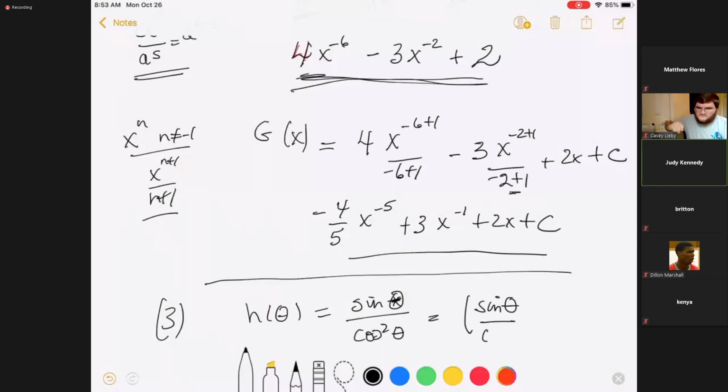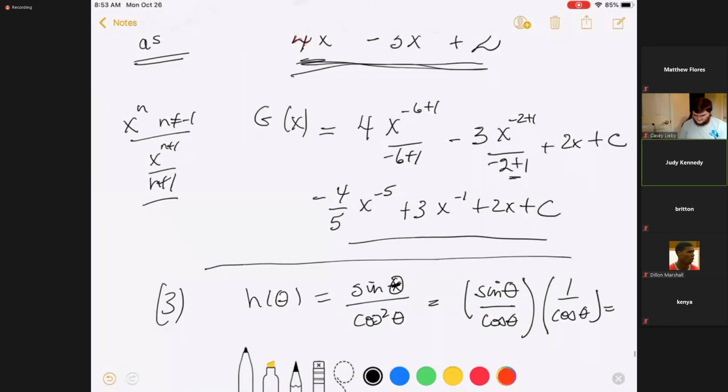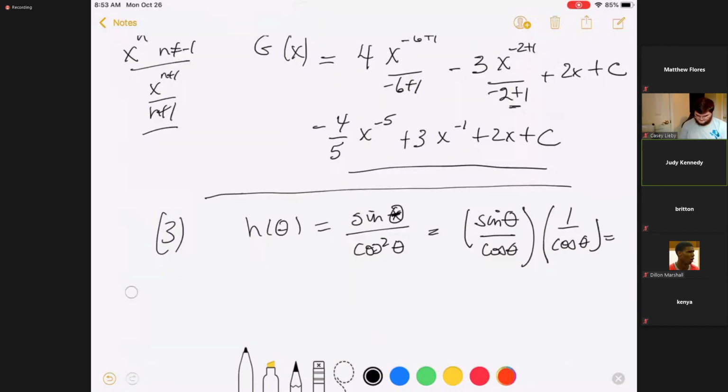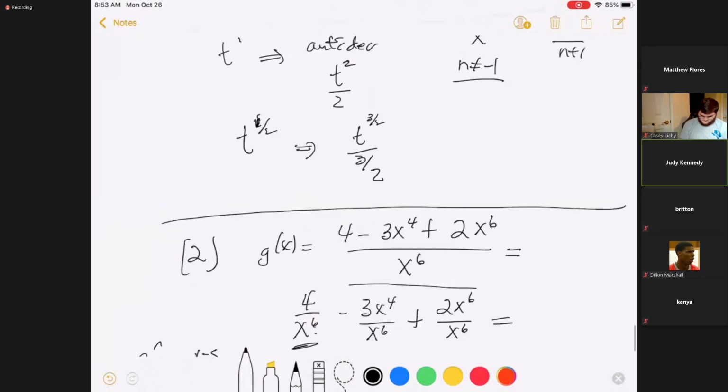Sine of theta over cosine squared of theta. I can write that as sine of theta over cosine of theta times 1 over the cosine of theta. Well, sine over cosine is tangent. 1 over cosine is the secant. And secant theta, tangent theta, that's in my original list. Okay.